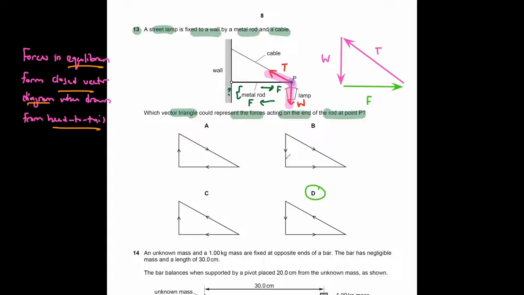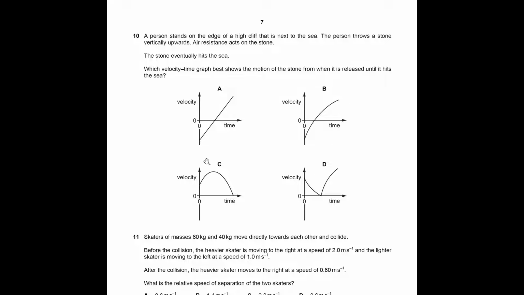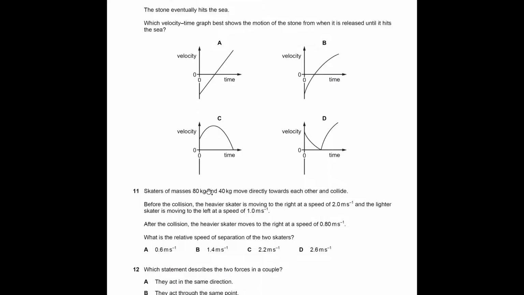Okay? It cannot be this direction because you draw it like this. This is not drawing from head to tail already. When drawn from head to tail, the head of one vector must meet the tail of the other vector. Okay? So that's for this one. Then you move on to question 14 here.